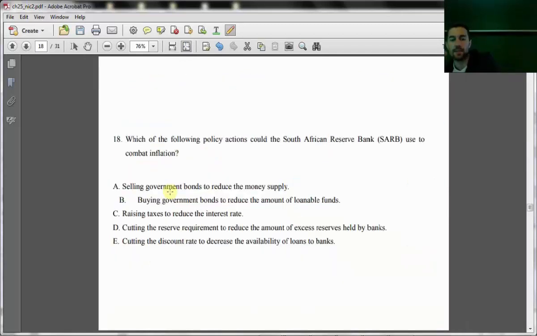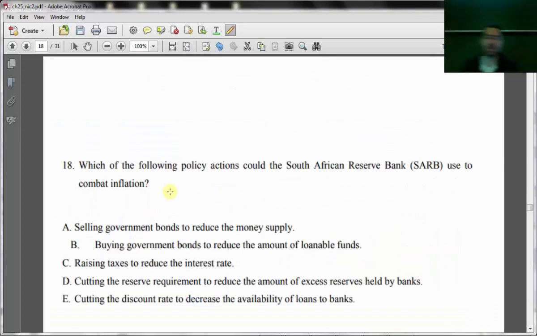So taxes is fiscal policy. Fiscal policy is government. Monetary policy is Reserve Bank. Taxes is not a tool of the Reserve Bank. Taxes is a tool of government. So can the Reserve Bank raise taxes? No.